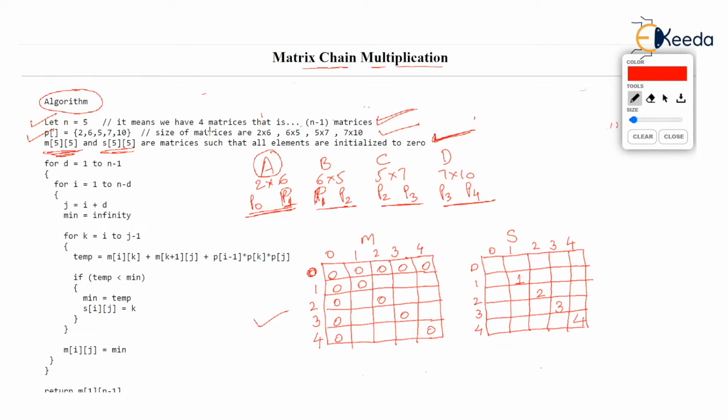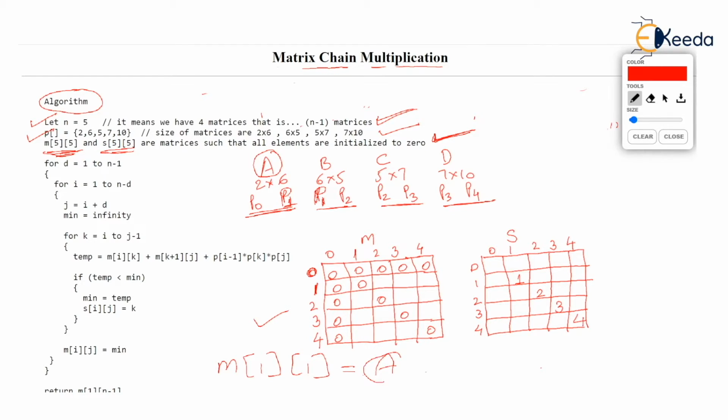Diagonal elements I have shown 0, and column and row number 0 are initialized to 0. Now you watch the meaning of M11. I emphasize again over here, meaning of M11. Notice M11 means we are using only one matrix, 1 to 1, which is A.